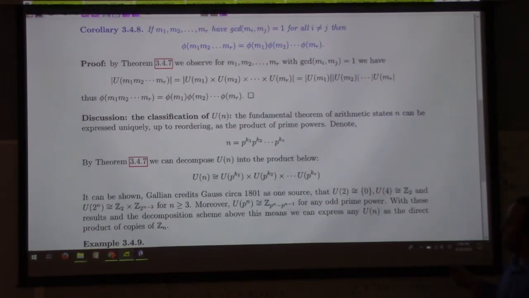And then, so long story short, because any natural number can be factored as the product of distinct primes to particular powers, right? Fundamental theorem of arithmetic. When you fit that into the corollary up here and the theorem that we just discovered, then that says the group of units U_n is isomorphic to a direct product of the units of prime power order, like so.